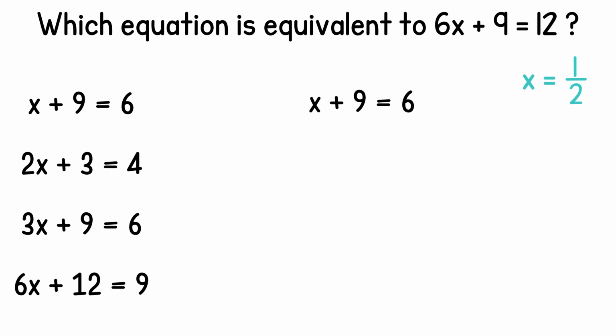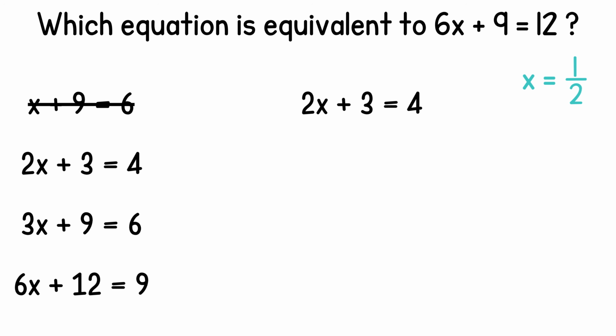We'll start with x plus 9 equals 6. We can solve for x by subtracting 9 on each side. This gives us x is equal to -3, which is not the 1/2 that we wanted. So this is not an equivalent equation.